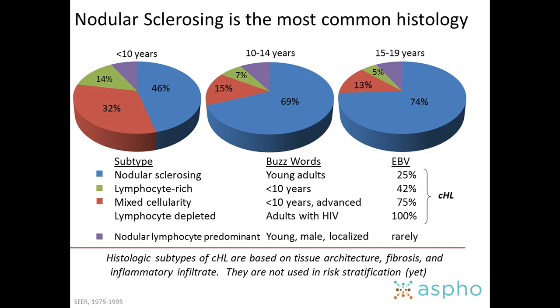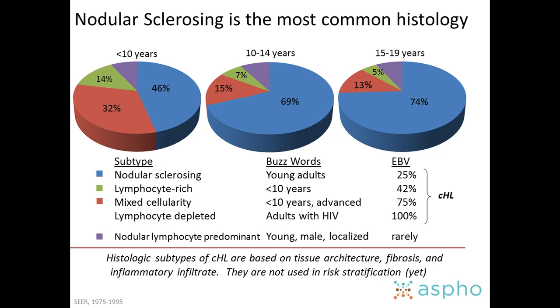that's what you see in blue. It's most common at any age group, but the buzzwords for this are going to be young adults. The next most common is mixed cellularity, and the buzzwords are less than 10 years of age and advanced disease. Then it's followed by lymphocyte-rich and then lymphocyte-depleted. And I'll talk a little bit more about nodular lymphocyte predominant later. But as you can also see in this slide, EBV is associated with different histologies to different degrees, but almost never in nodular lymphocyte predominant.